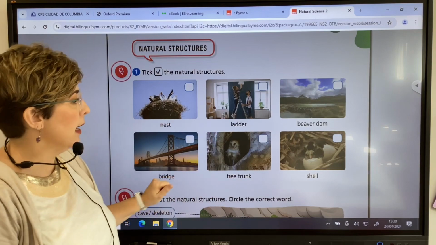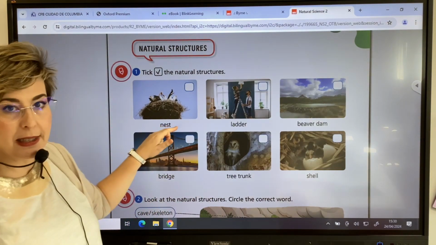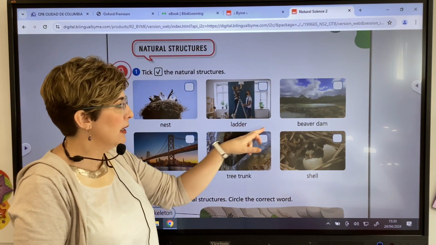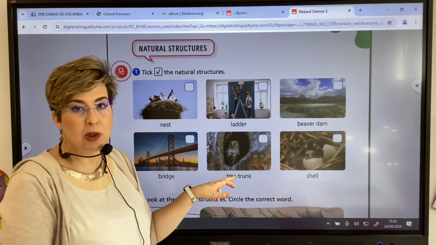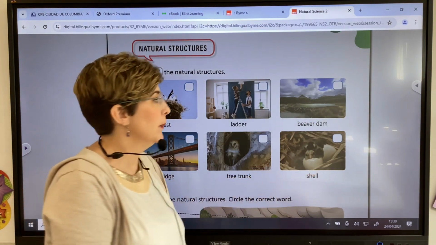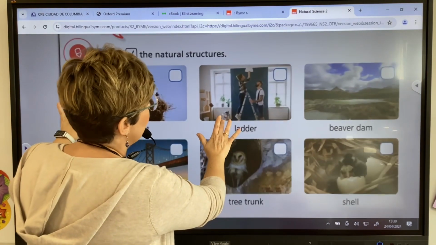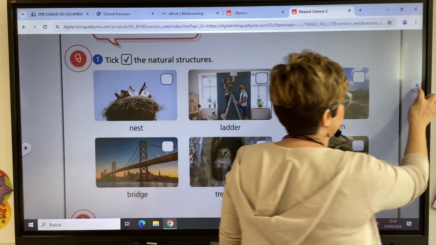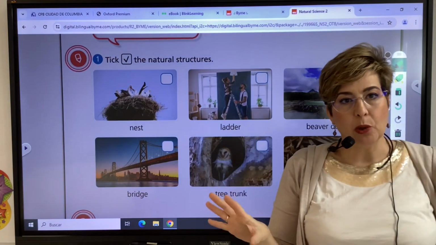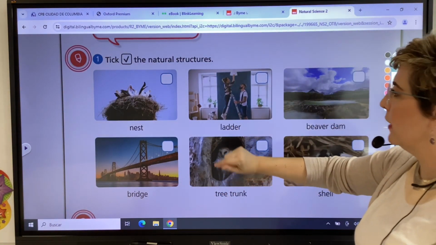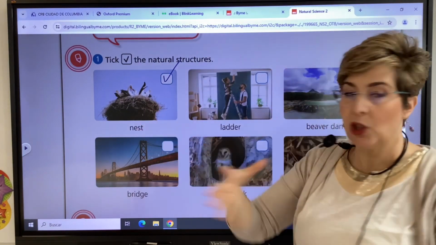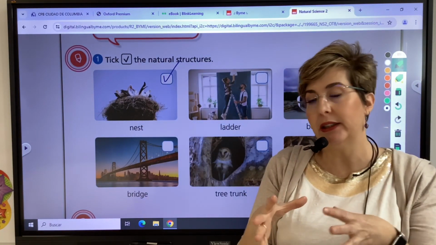Okay, here we have a nest, a ladder, a beaver dam, a bridge, a tree trunk, and a shell. And we have to take the natural structures. So which are the natural structures here? Well, if we take the natural structures, they are the nest, which is a structure for birds.